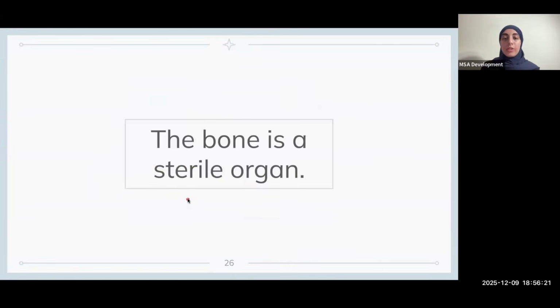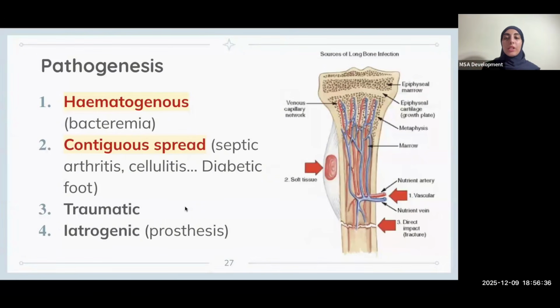Again, as we said with the joints, bone is a sterile organ. Normally, you should not have any organisms or bacteria inside bone. So you're also going to need risk factors to get infection in the bone, just like we did with the joint. How does the infection even reach the bone? It's very similar to septic arthritis. Same four mechanisms: hematogenous spread, contiguous spread from a nearby infection like cellulitis or from septic arthritis in this case, and there's also traumatic and iatrogenic, same thing that we talked about in septic arthritis.